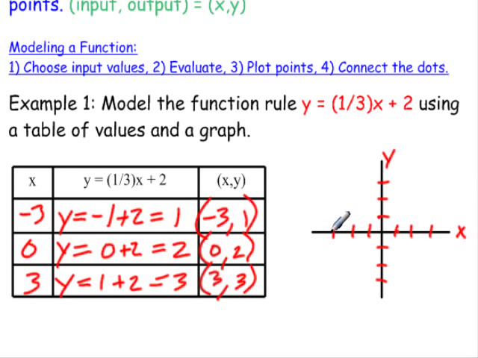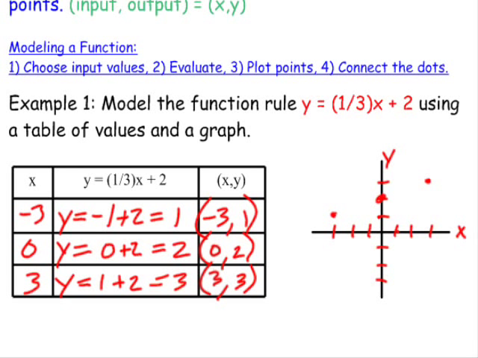Alright, -3 and 1, so there's 1 point. Okay, 0 and 2, and 3, 3. Okay, and then it just says simply to connect the dots. Okay, so that's what we'll do.